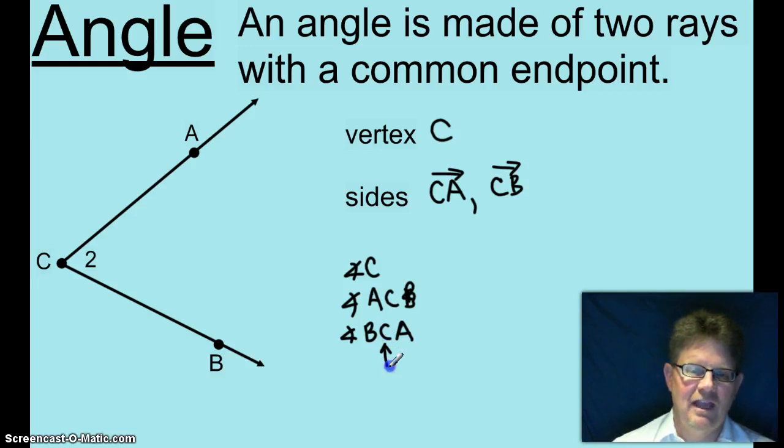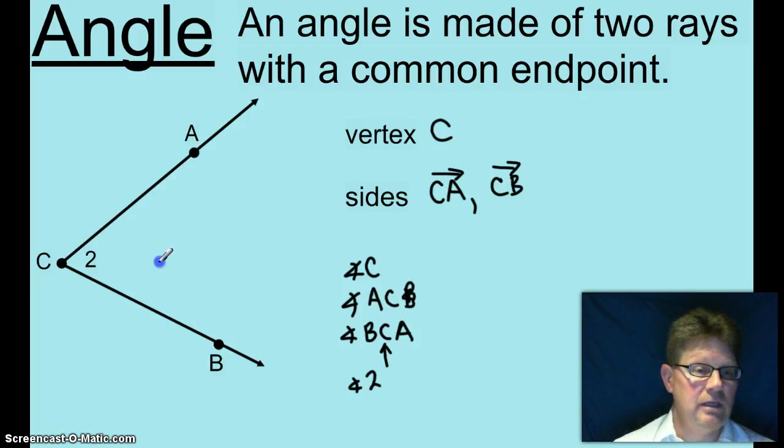That right there is angle C. Notice that the middle letter when you name it with three letters is the vertex. And also angle 2 is another name we could use for it, by having a number on the interior of that angle. That's how you name angles.